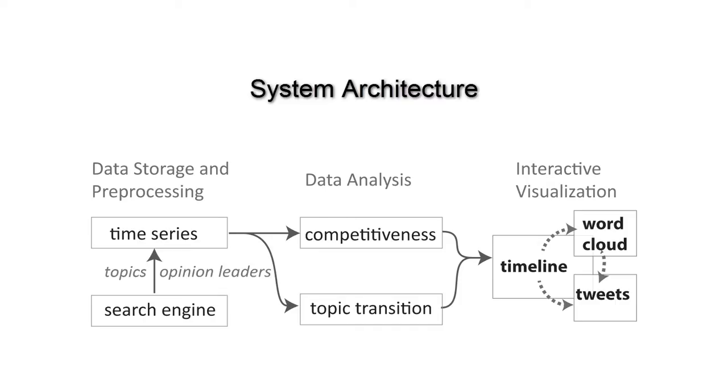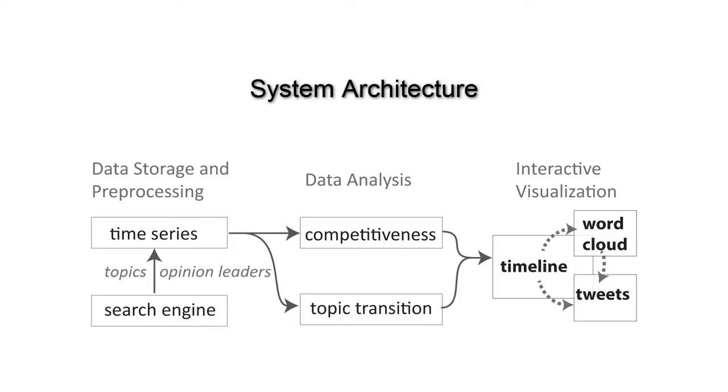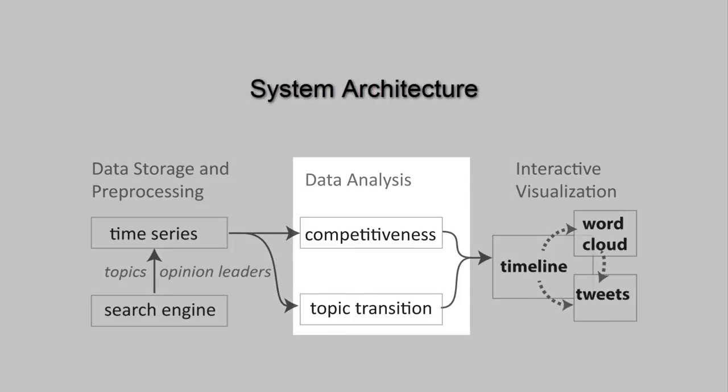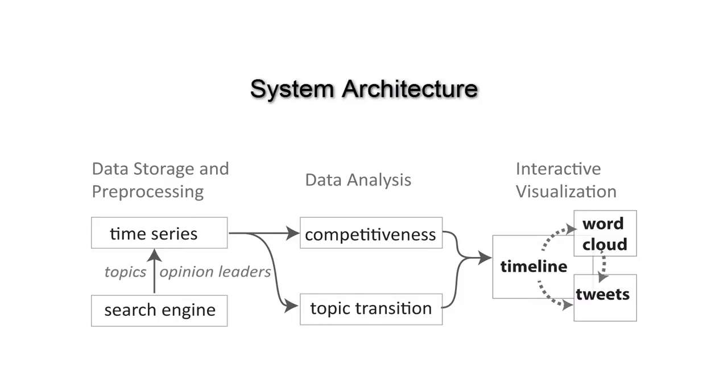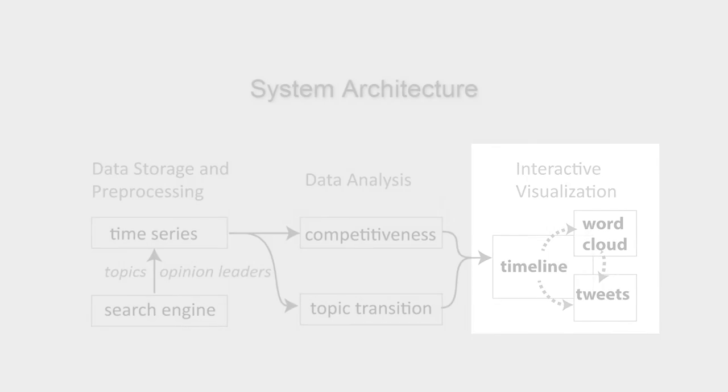The system is composed of 3 modules. The data storage and pre-processing module is powered by a text search engine for querying and the initial processing of a large amount of Twitter data. The data analysis module estimates the competitiveness of the topics, the recruitment effects of the opinion leaders, and the topical focus transition of the opinion leaders. Finally, an interactive visualization shows the dynamic process and displays the textual content of the tweets.